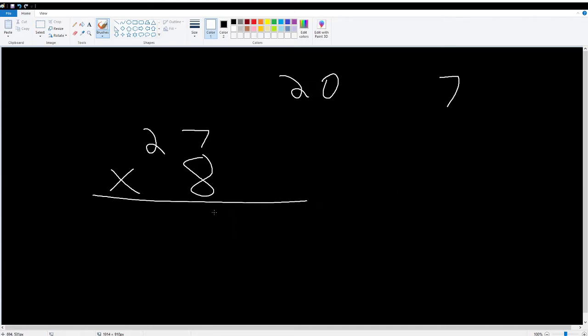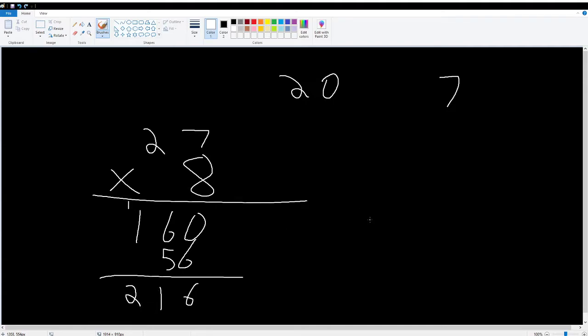The next thing we do is multiply the 8 by the tens number, so 8 times 20. 8 times 2 is 16, so 8 times 20 is 160. 8 times 7, what's 8 times 7? 8 times 7 is 56. And you get 216.